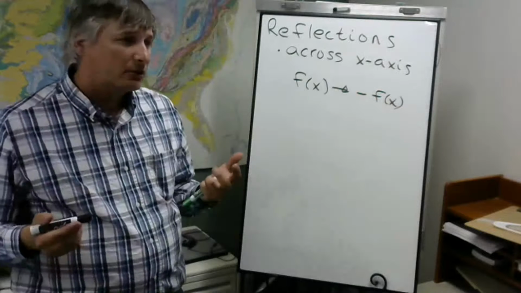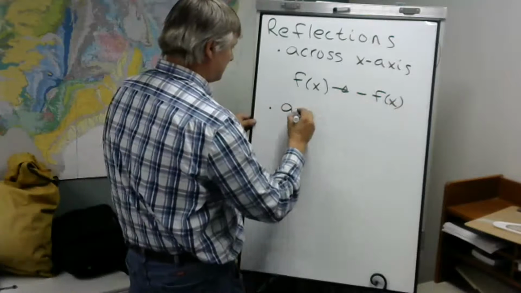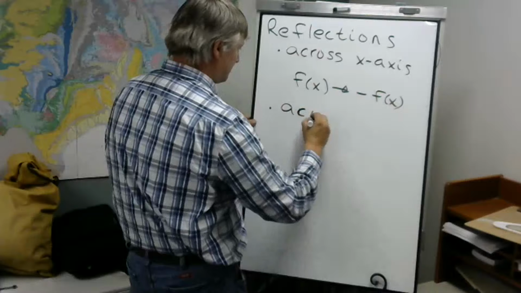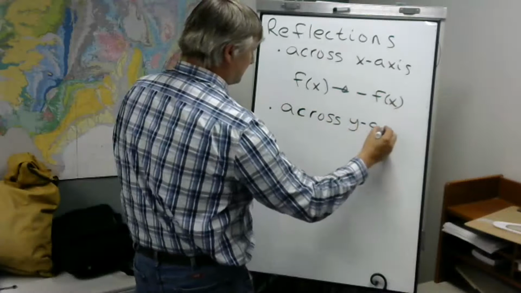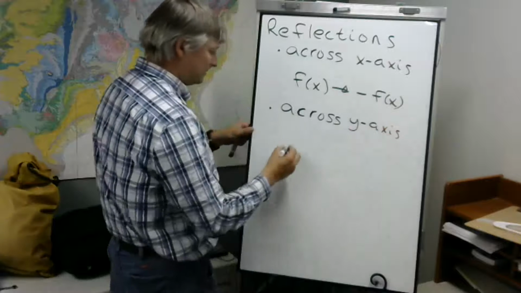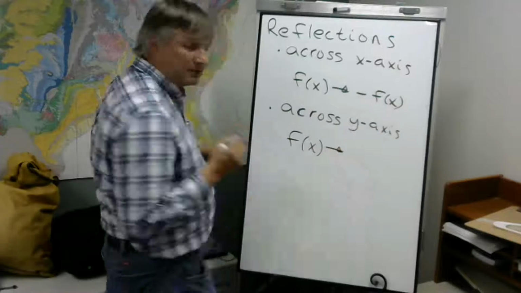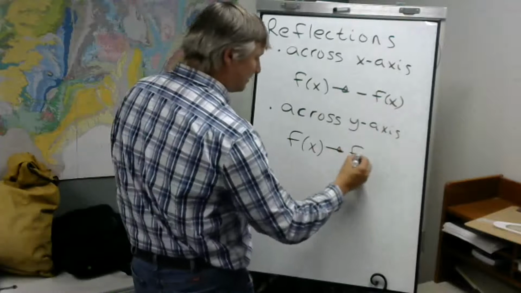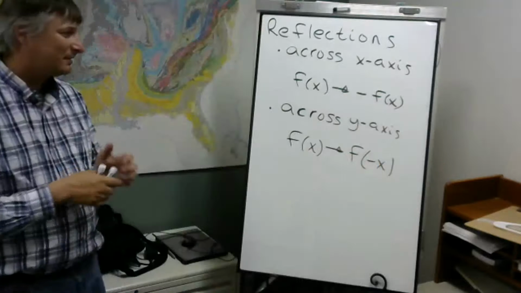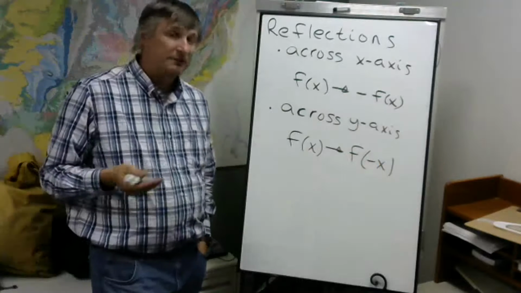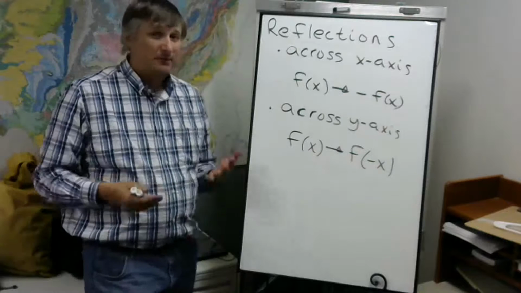Now, if you're going to reflect across the y-axis, take f of x, you attach a minus sign onto the x. So that's how you reflect across the y-axis. So let's look at some examples.